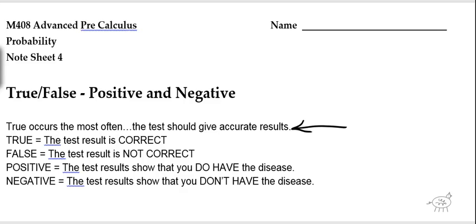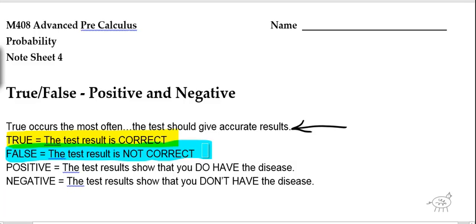So as I said down here, true means the test results are correct. And then you have false, which means the test result is not correct. Very, very important. And then positive means you actually do have the disease, or are pregnant or whatever. And if it's negative, that means you don't have it, which makes sense. Positive is you do, negative is you don't.